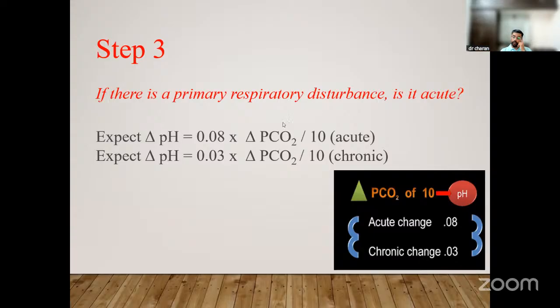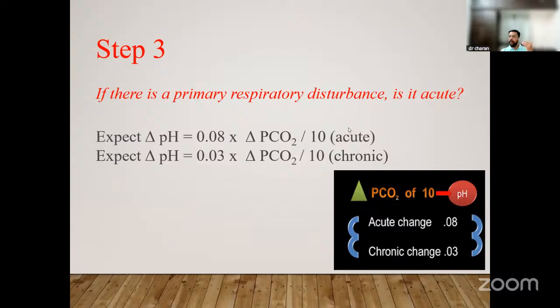So how do we diagnose that? How do we know whether it is acute or chronic? See the difference in PCO2. Our normal PCO2 is 40. How much the PCO2 is different in each patient? For every 10 increase or decrease in PCO2 from 40, if the change in pH is very less, only 0.03 for every 10 PCO2, then it can be a chronic. Kidney is compensating. If the pH change is very high, that is 0.08 for every 10 change in PCO2, the kidney has not got enough time.